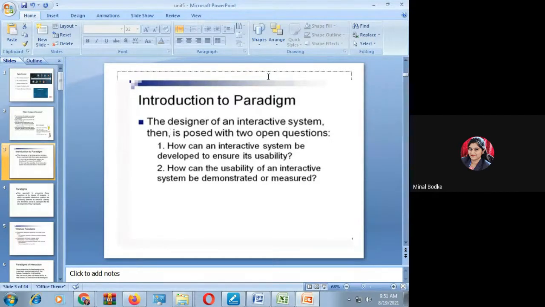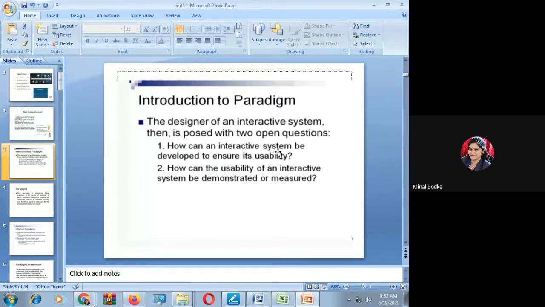So why study these paradigms? Basically you have two important questions. How can an interactive system be developed to ensure its usability? We have been using this word usability right from the first unit. But how do you ensure that whatever interface you have developed or whatever applications you are using is usable? Usable means it is easy to use, easy to learn, easy to recall.